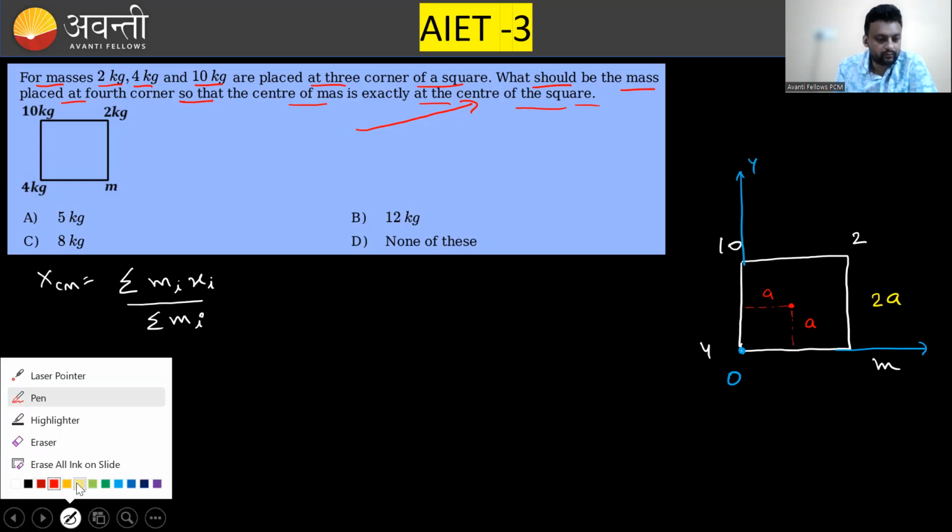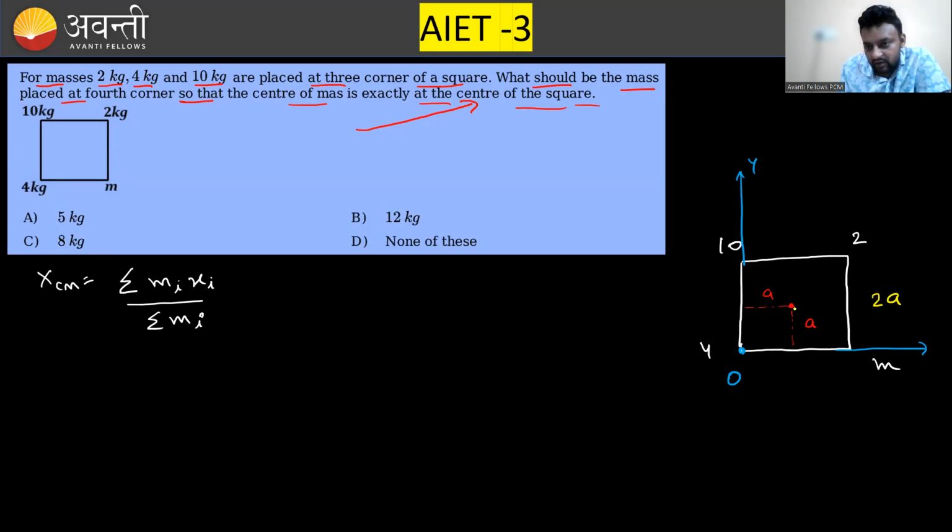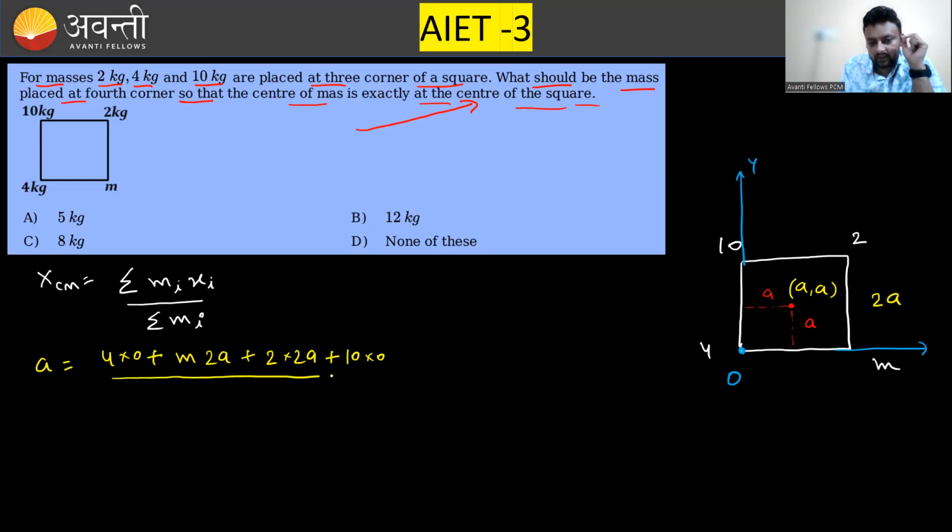Now I am solving, putting these values. So the coordinates of the center of mass of this system are (a, a). So the x coordinate a is equal to, if I put m1 x1, then m1 is 4 into 0, plus the second mass m into 2a, plus the third mass 2 into 2a, plus the fourth mass 10 into 0. I hope you know this 10 kg mass has 0 x coordinate, divided by the total mass. The total mass of the system is 4 plus m plus 2 plus 10, that is 16 plus m. Clear?